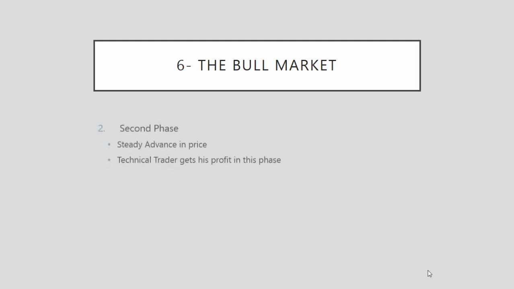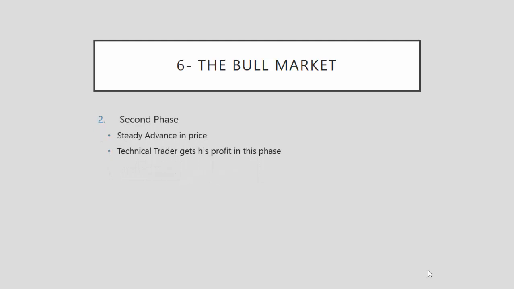In the second phase, prices are in a steady advance, and as everyone can see this, more people come to the market and companies' shares are attractive for lots of people. This phase is where technical traders get what they want from market.